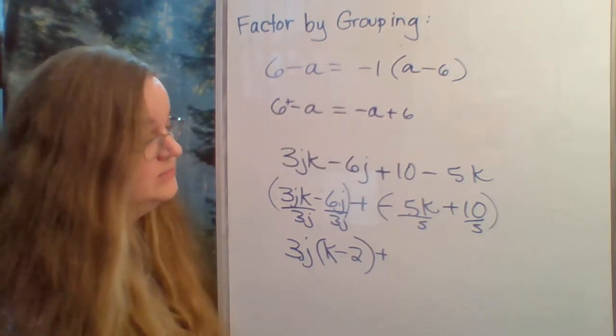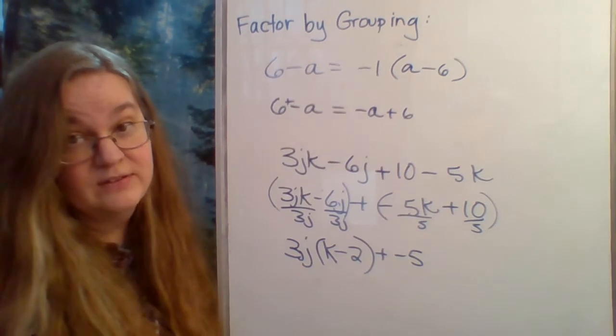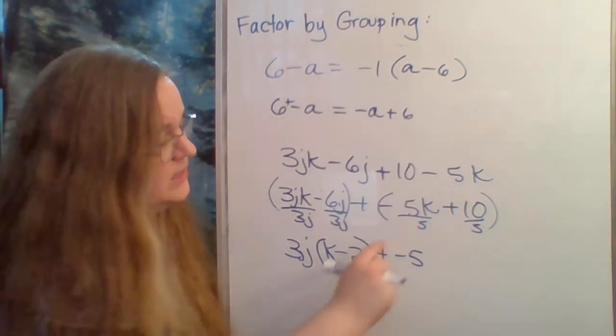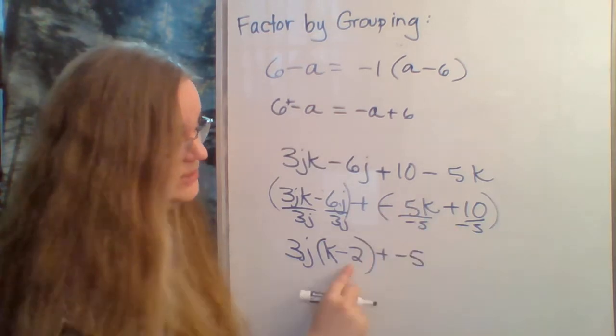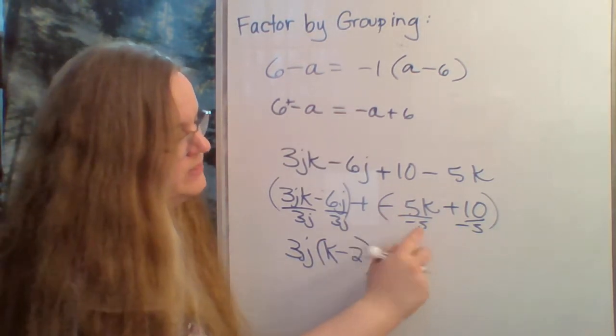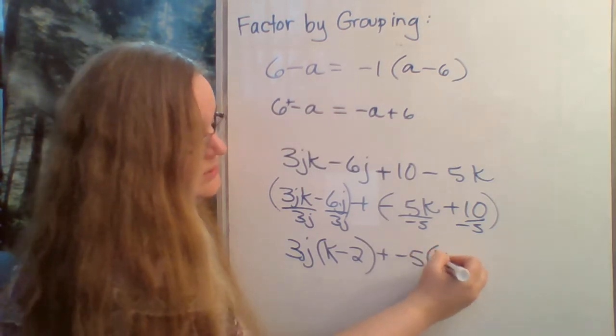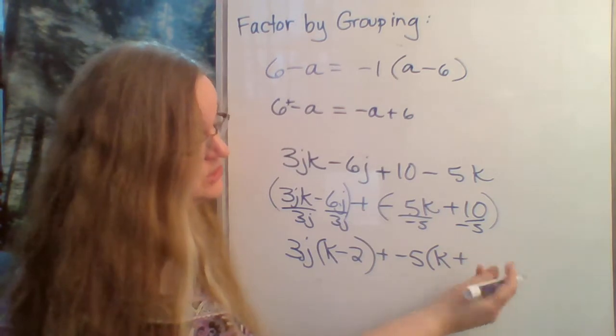Here's what I would say. Instead of making my GCF 5, I would just make it negative 5. The reason I would make it negative 5 is I know that I need to have a minus sign here. So negative 5 divided by negative 5 is positive 1. 10 divided by negative 5 is minus 2.